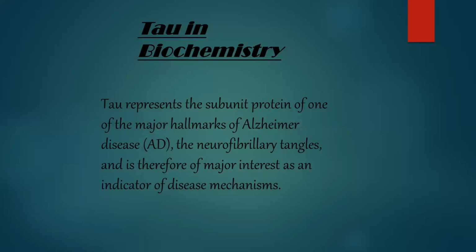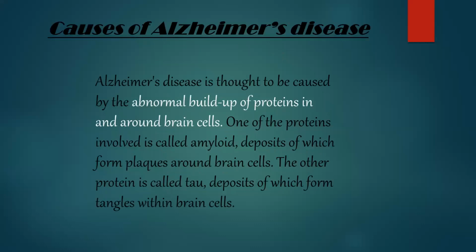Tau in biochemistry. Tau represents the subunit protein of one of the major hallmarks of Alzheimer's disease, the neurofibrillary tangles, and is therefore of major interest as an inductor of disease mechanism. The causes of Alzheimer's disease. Alzheimer's disease is thought to be caused by the abnormal buildup of proteins in and around brain cells. One of the proteins involved is called amyloid, deposits of which form plaques around brain cells. The other protein is called tau, deposits of which form tangles within brain cells.